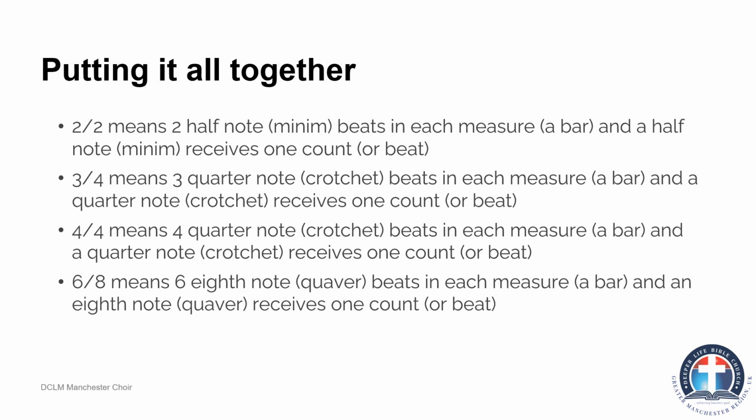In a time of 3-4, you have 3 quarter note beats in a bar, or 3 crochet beats in a bar. It also means that the crochet note receives 1 beat, or the crochet note is the principal beat. So that means in a time of 3-4 or a time of 4-4, where the note below is a 4, referring to crochet, crochet is the principal beat. So crochet carries 1 beat.